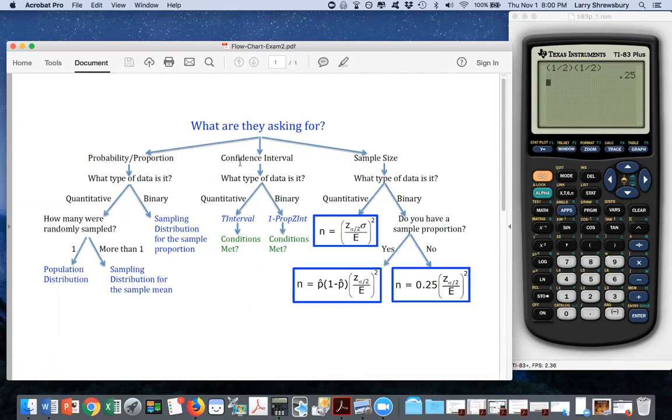Now, this is basically a summary of that first document. Once you know what type it is, it's either quantitative, you know it's t-interval, or it's binary, and it's 1 prop z. And of course, if you realize which sampling distribution these are built upon, you'll know how to check the conditions. See, in order for the conditions to be met, the sampling distribution for the sample proportion over here has to be normal. For these conditions to be met, the sampling distribution for the sample mean has to be normal. And if you know how to determine that, you know how to check conditions. Oh, and be sure and mention random sample.